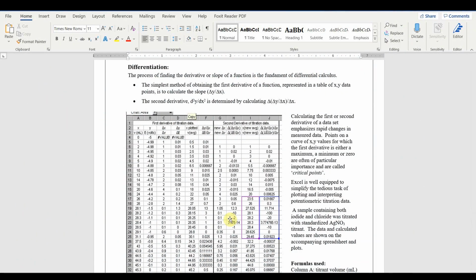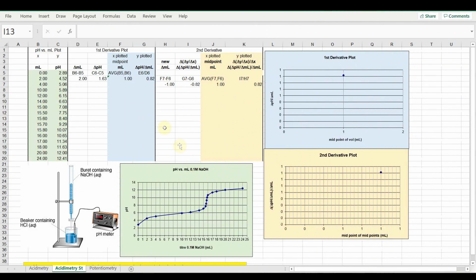Page 360 to page 362, differentiation of a titration curve to find an endpoint. I'm going to go directly to the Excel spreadsheet because I think it's easier to explain there. This Excel file is called Differentiation, and the worksheet is called Acidometry.